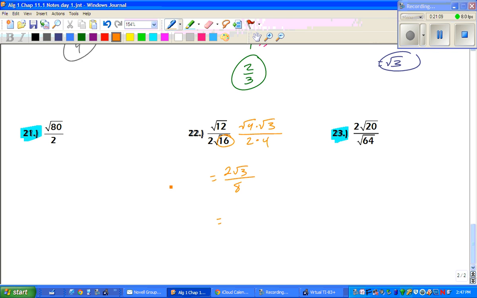Can you reduce that? Yes. 2 over 8 does reduce to 1/4. And make sure that you leave the fraction, the bigger number, on the bottom where it belongs. In this specific one, it stays on the bottom. So go ahead and pause, try 21 and 23, and then the answers will be up in just a second.